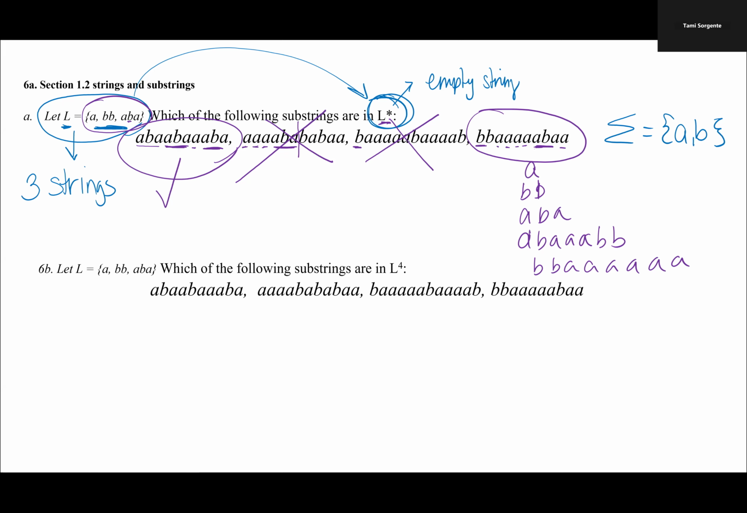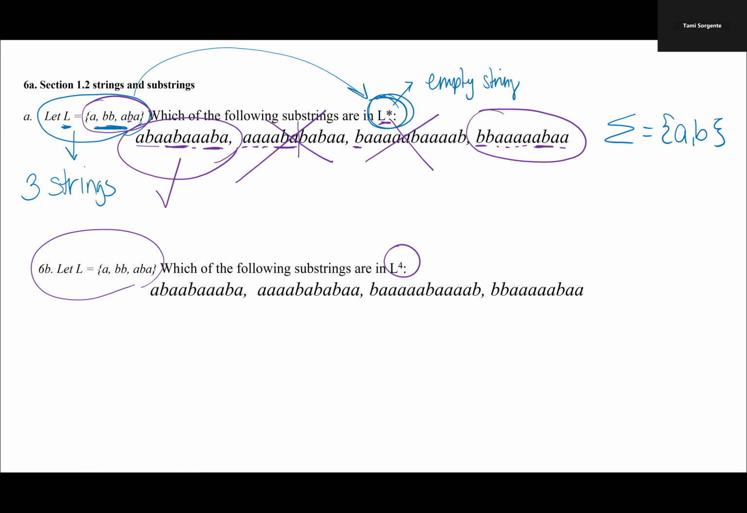Now, what does L4 mean? L4 means that I take the strings in my language and I concatenate them 4 times. So if I concatenate them more than 4 times, they're not going to be an L4. So I gave you the same strings, so we know we have the same language and the same strings. So we know that this one is not in the language. And we know that this one is also not in the language because they can't be made by concatenating the strings of our language.